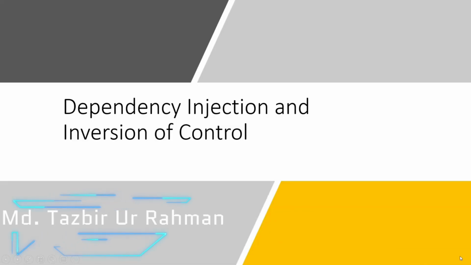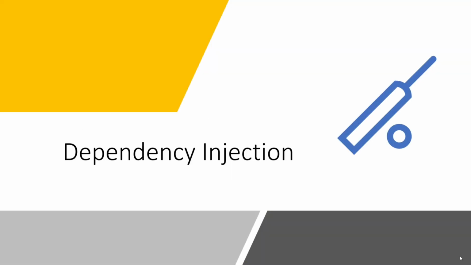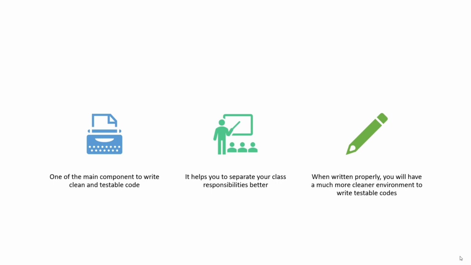Hello everyone, today I will talk about dependency injection and inversion of control. Dependency injection is actually the main component to write clean and testable code. It helps you to separate your class and responsibility better. When you write it properly, you will have a much cleaner environment to write testable code.